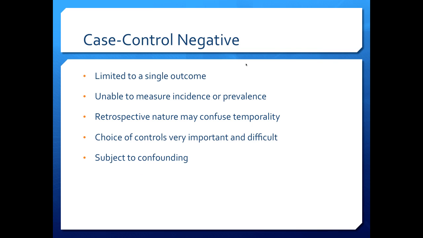Unfortunately, case control studies are limited to a single outcome, since participants are chosen based on their outcome status. Furthermore, despite the measure of risk in the odds ratio, there's no measure of incidence or prevalence possible. The necessarily retrospective nature of this study design casts doubt on the temporality. The choice of controls can entirely change the findings of the study, and so must be done very carefully to avoid errors. Even with very careful study design, these studies remain subject to confounding.